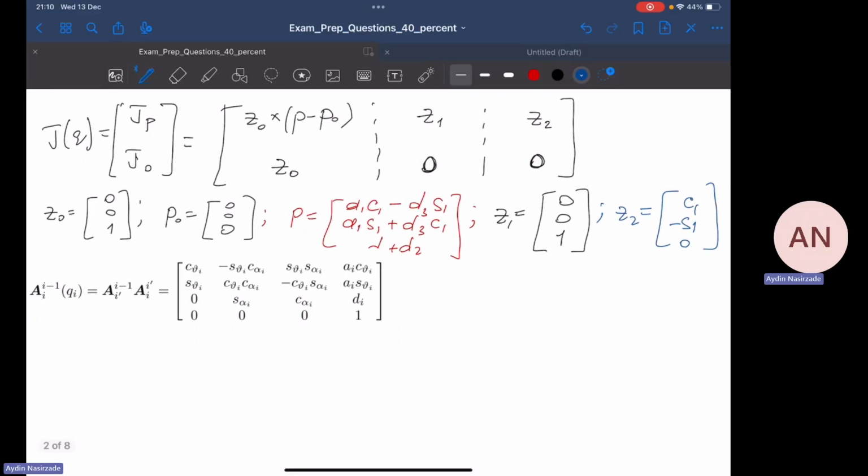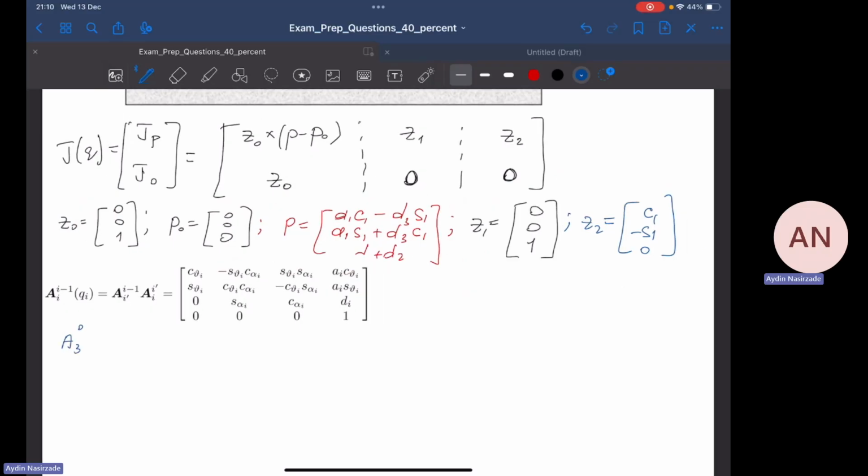Well, okay, you have Z0 already. Automatically and immediately you have to write down this vector. Z0 is 0, 0, 1 all the time. P0 is 0, 0, 0 all the time. Now, what about P? How can you find P? We know that from direct kinematics.